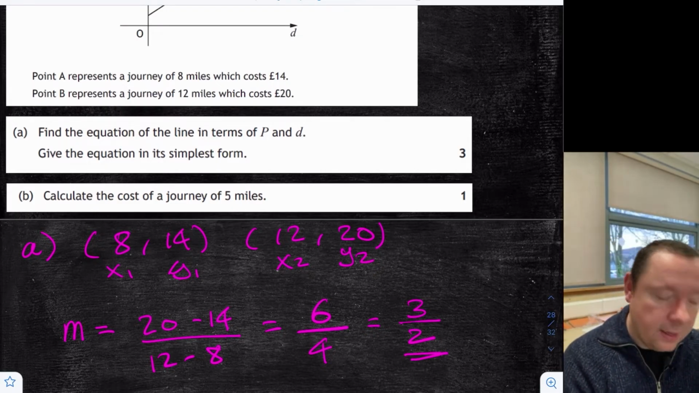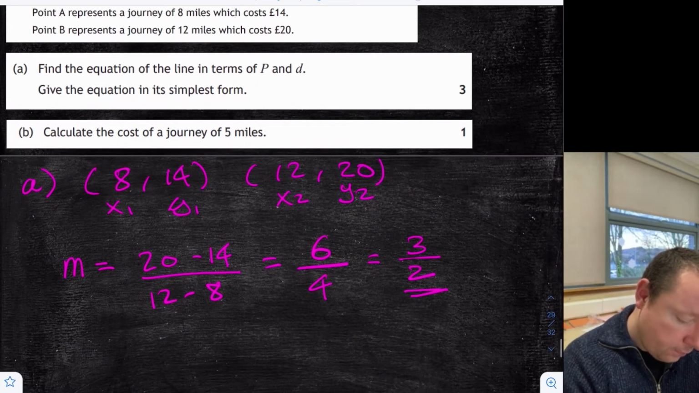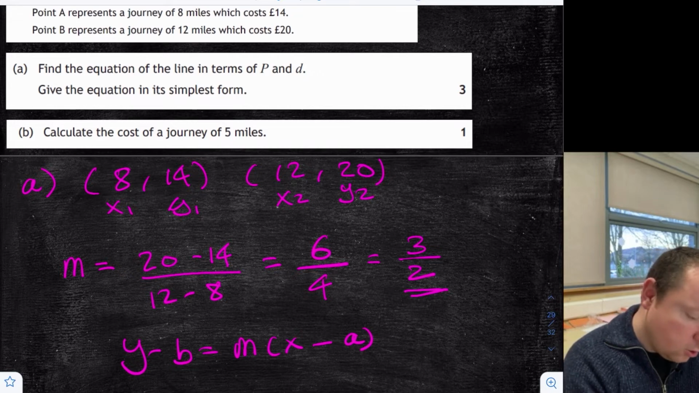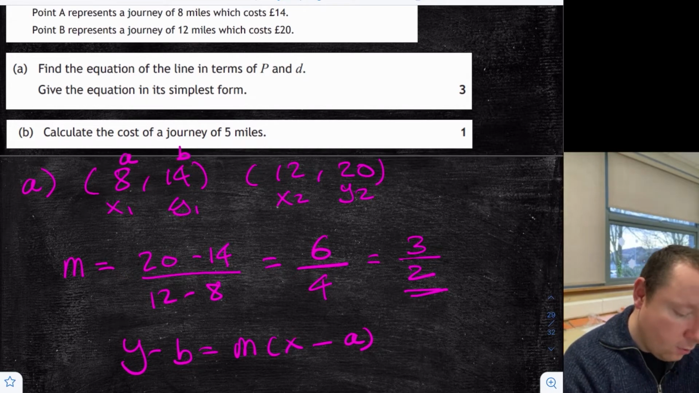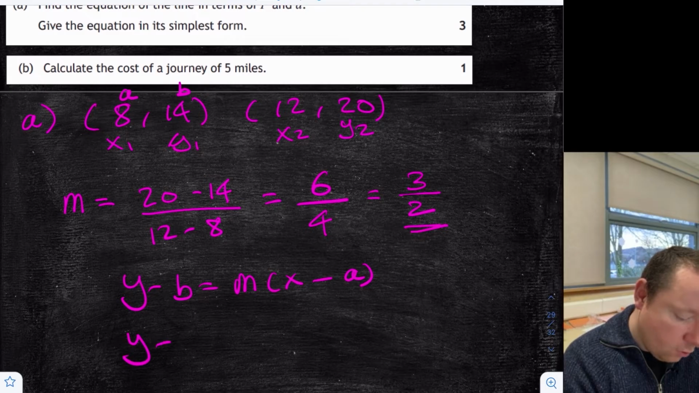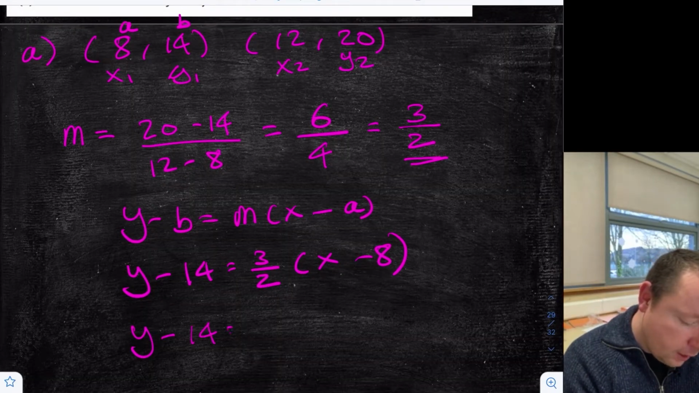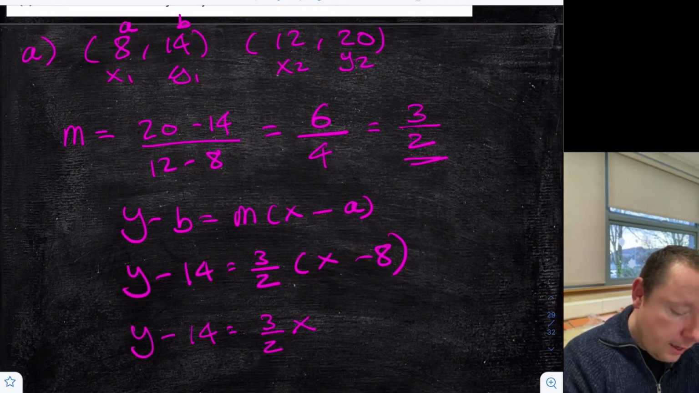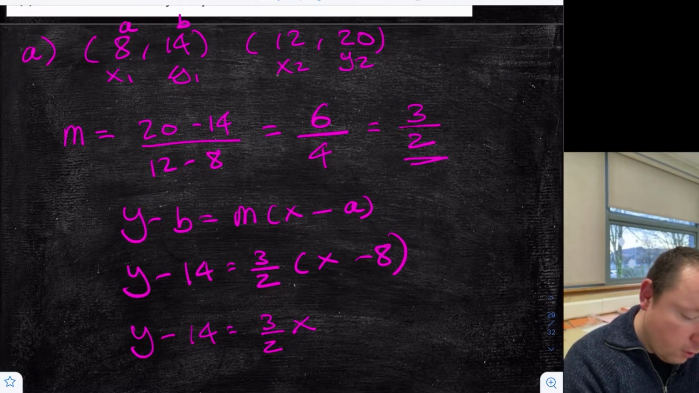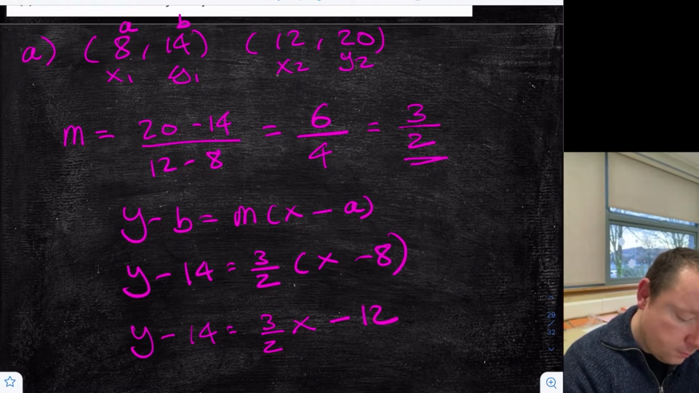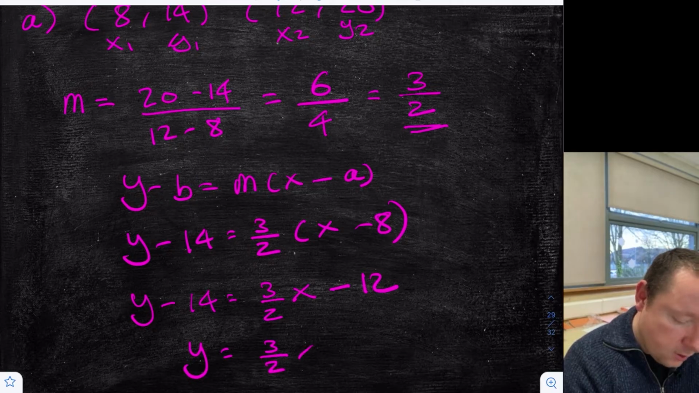Now we use y minus b equals m x minus a, where a and b is just one of the points. I'll just pick the first one, a and b. You could pick the other one. So I get y minus 14 equals 3 over 2 x minus 8. Y minus 14 equals 3 over 2 x, 8 divided by 2 is 4, 4 times 3 is 12, so minus 12. Y equals 3 over 2 x plus 2.